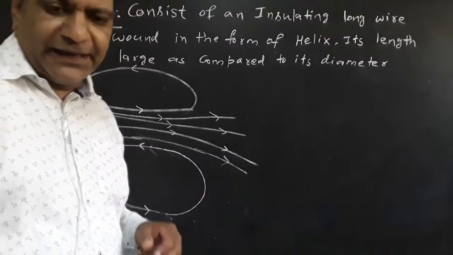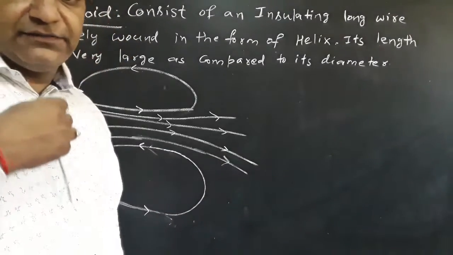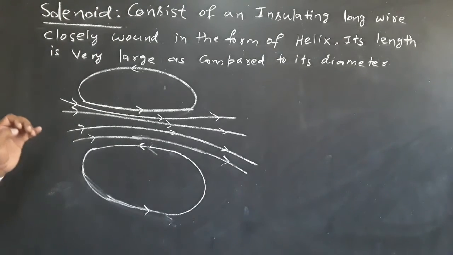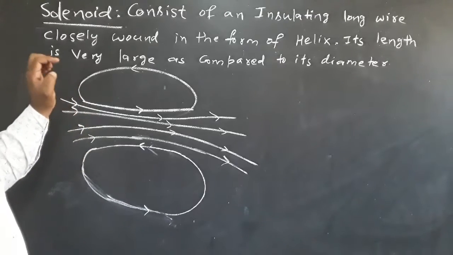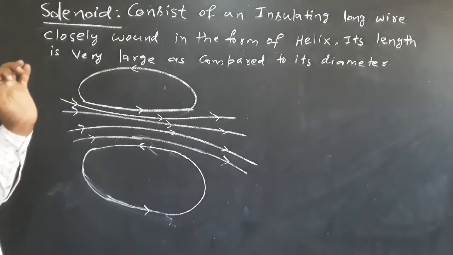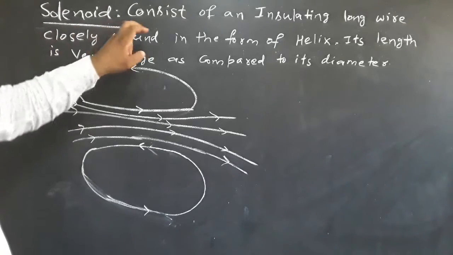In Unit 3, Magnetic Effects of Current, in the last lecture we have done Ampere's circuital law, and now the next topic is solenoid. This is the application of Ampere's circuital law. Now what is a solenoid here?